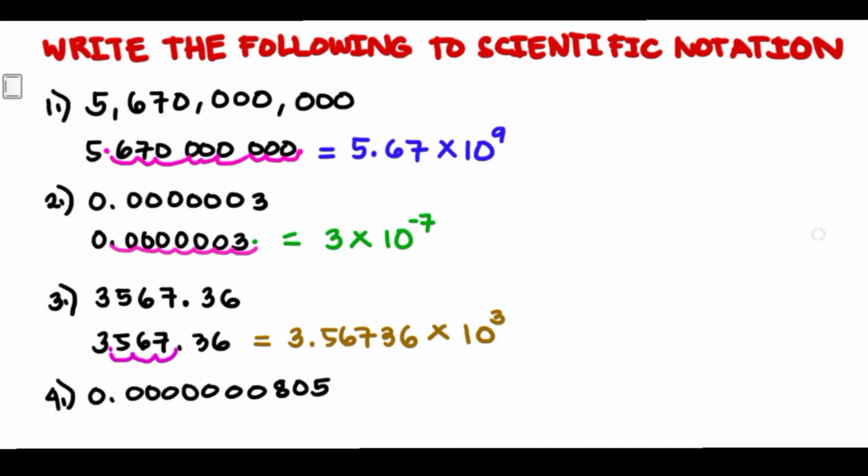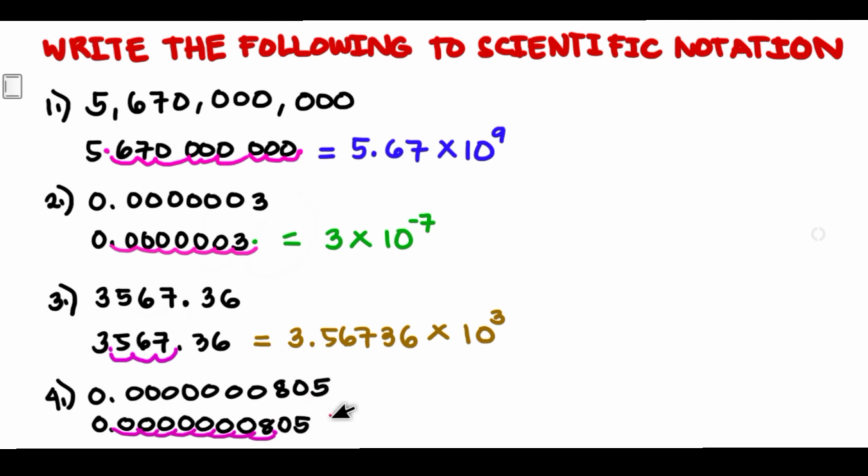So, let's have example number 4. Ito naman po, very small number. So, we are asked to find na isulat into scientific notation yung 805 10 billions. So, very small number siya. So, ano gagawin natin? Since andito yung decimal point, kailangan mapunta tayo sa first non-zero digit at yun ay 8. So, after 8, dapat mapunta doon yung decimal point. So, move natin. Let's count. 1, 2, 3, 4, 5, 6, 7, 8. Yan. So, 8 po yung atin na move.